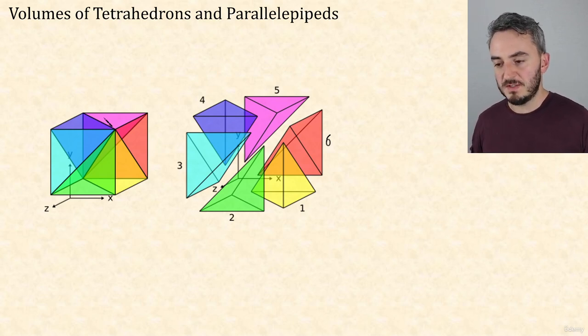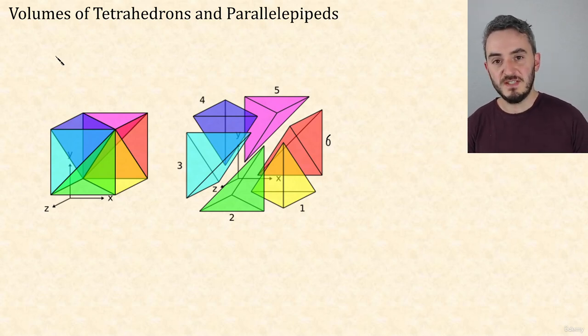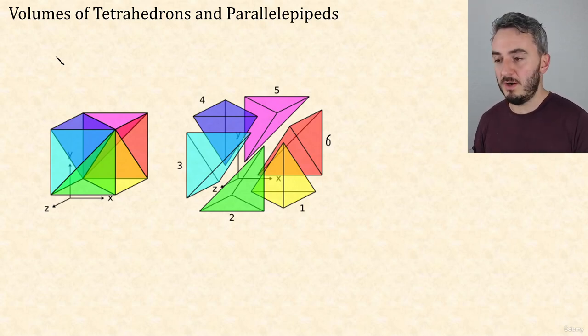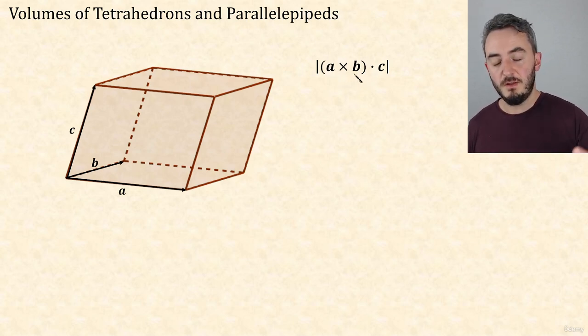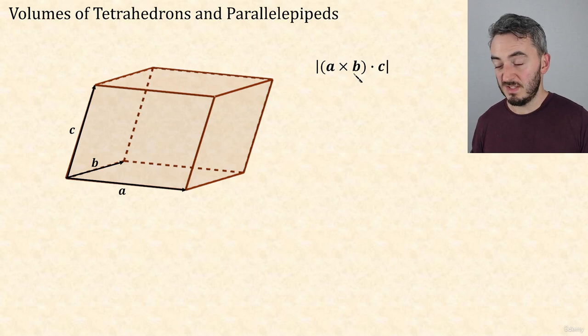The result of this is that our tetrahedron was just 1/6 of a parallelepiped. Now our tetrahedron formula had 1/6 in it, so if we just get rid of that 1/6, we've got the volume of our parallelepiped. So this tells us that if you have a parallelepiped, then its volume is just the modulus of the scalar triple product. So it makes it super easy to calculate.